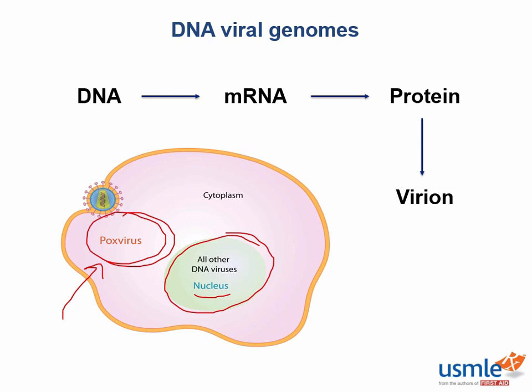Well, remember, if the virus doesn't go to the nucleus, it needs to find some way to replicate its DNA and transcribe its DNA to mRNA. There's no polymerases in the cytoplasm normally. So what that means is that the poxvirus actually takes with it and carries with it its own DNA and RNA polymerases. So essentially what it does is it carries its own enzyme so it doesn't require the nucleus to replicate itself.